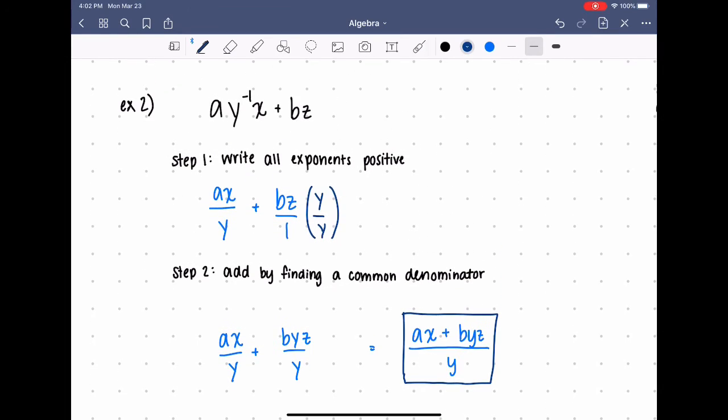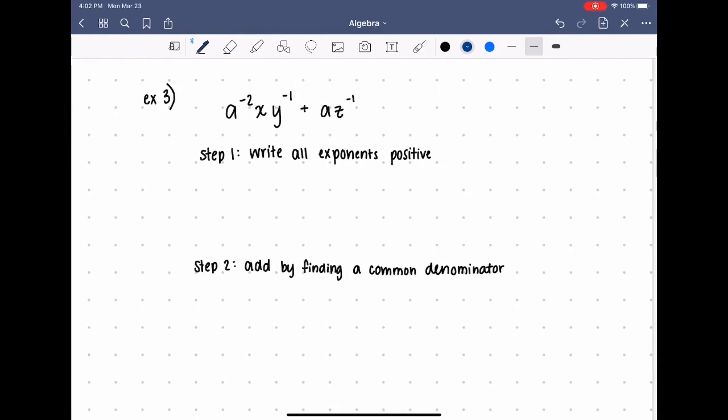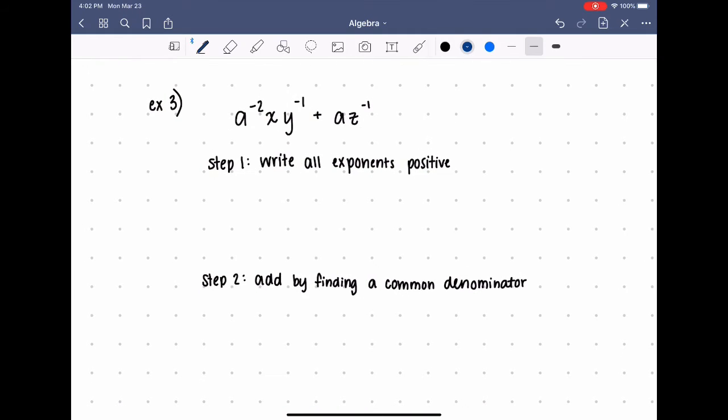Okay, one last one. Let's see. So now we have a lot more negative exponents. We've got 3 that we have to deal with. We have a to the negative 2, x, y to the negative 1, plus a, z to the negative 1. So let's go through, pop everything with a negative exponent into the denominator.